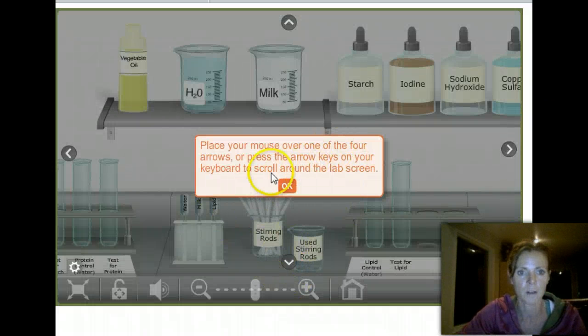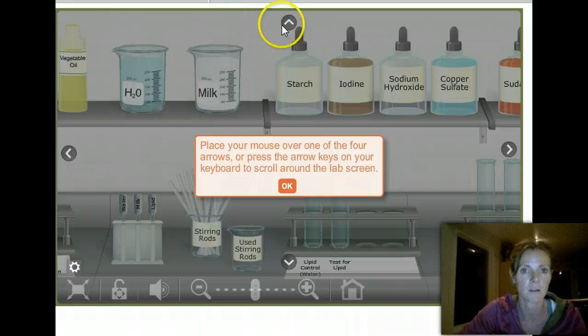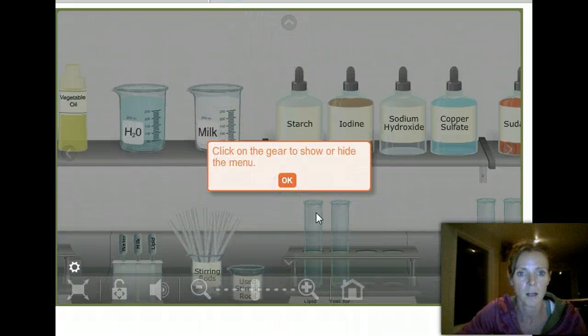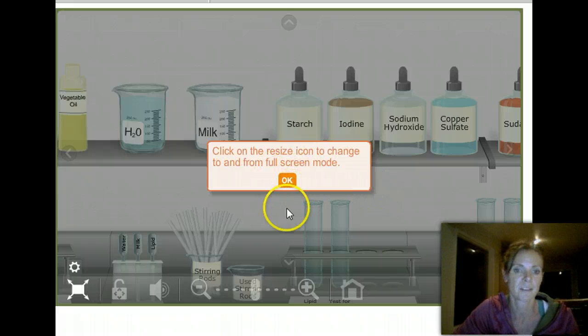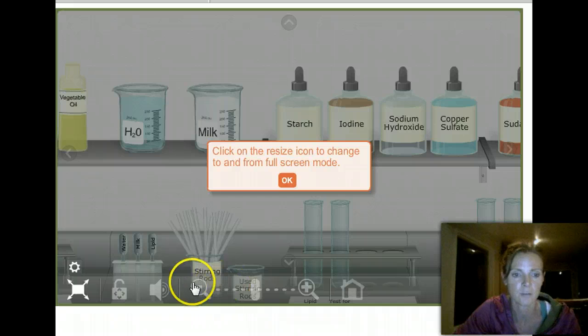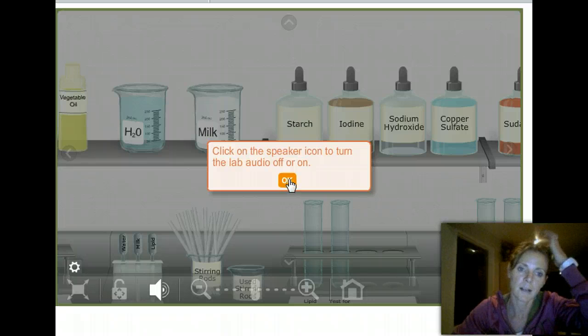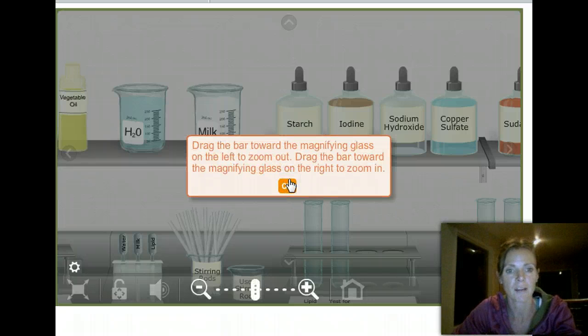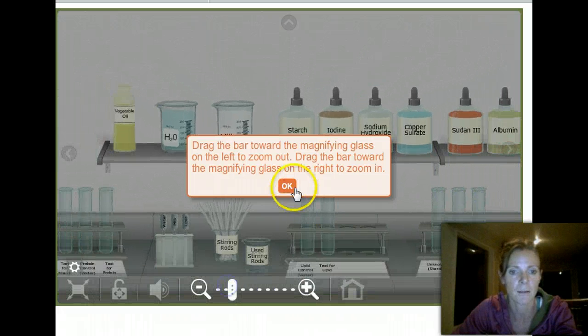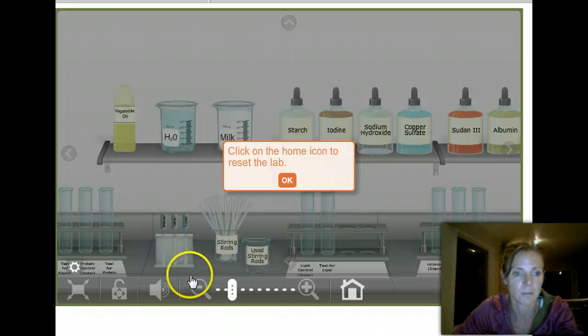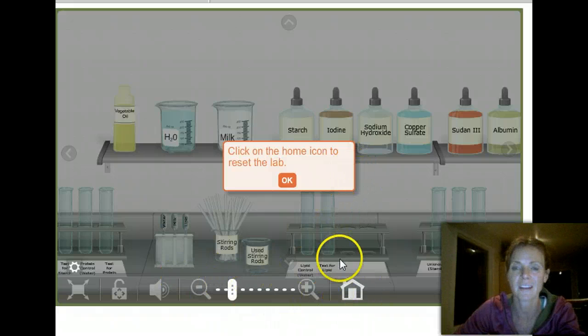So place your mouse over one of the 4 arrows so you can see that you pan that, okay? You can just use that. Click on the gear to show or hide the menu, so I'm just going to read through these and quickly go through. Click on the resize icon to change to and from full screen, okay? So you can click on that, which I'm not going to do right now. I don't want to change it. Click on the lock icon to turn the scrolling off. Click on the speaker icon to turn off the audio. Drag the bar towards the magnifying glass, so you can make it bigger, obviously, or smaller, okay? And click on the home icon to reset the lab, okay? So always do the tutorials, because that helps you, right?